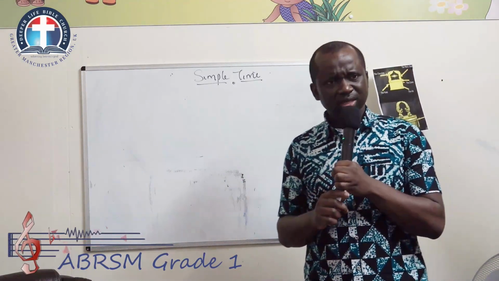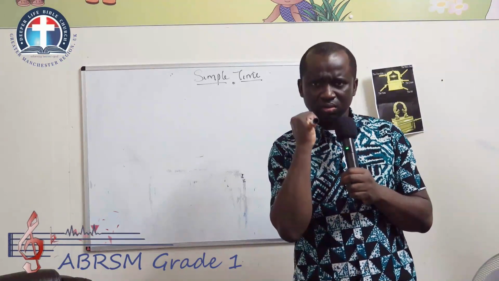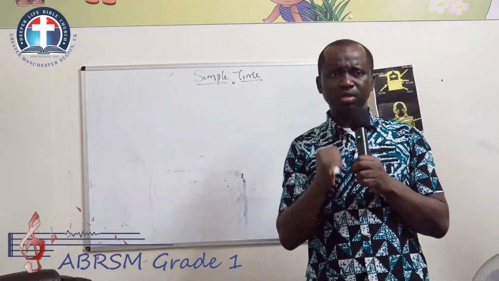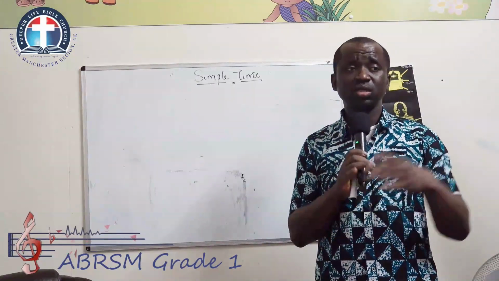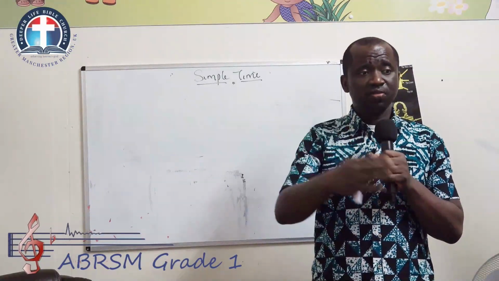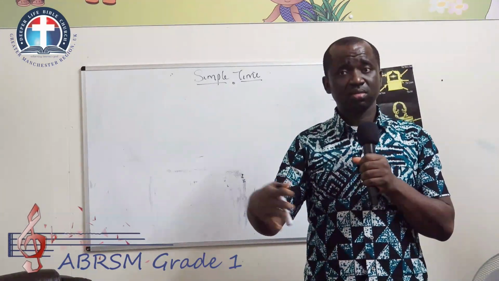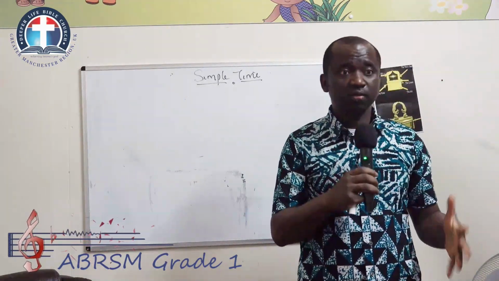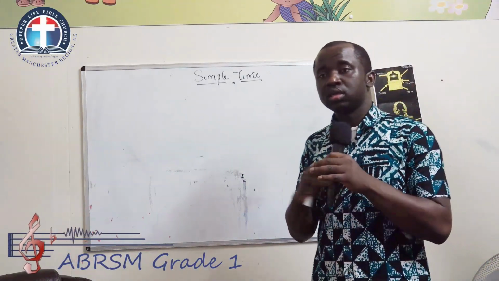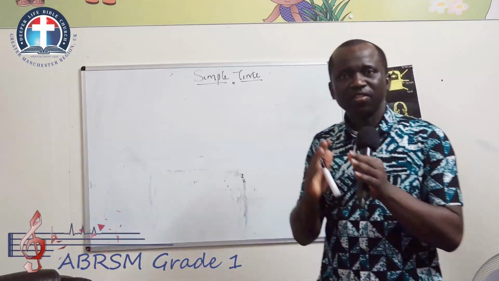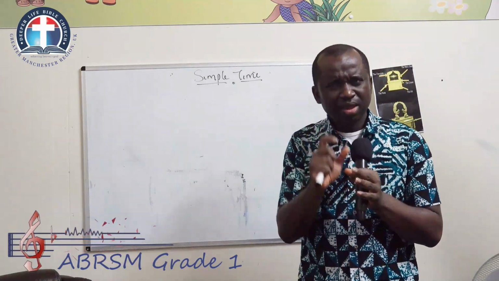Do we know what they call time signature? Time signature in music tells you the number of beats in a bar. Basically, that's what time signature tells you. It's always after the clef or the stave or whatever. You will see it. It tells you how many beats you should have in a bar. You get the point? How many beats?